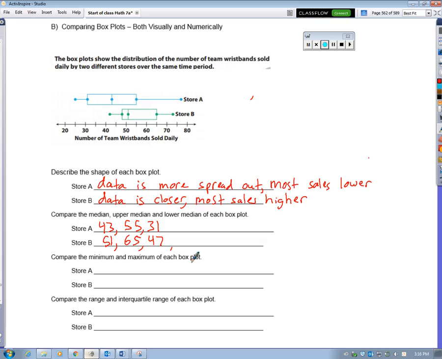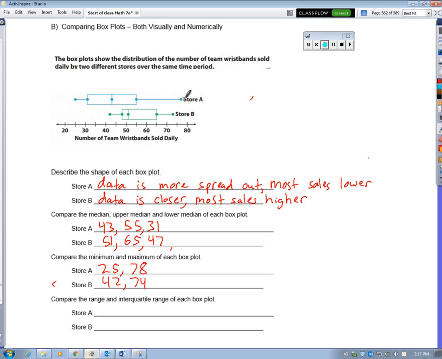Alright, so what if we compare the minimum and the maximum of each box plot? So for store A, we have a minimum of 25, a maximum of, looks like about 78. So 25 and 78. Alright, and then for store B, we got 42 and 74. Okay, so looking at that, store A definitely has a higher maximum and also a lower minimum compared to what store B has. So there's some comparisons. The last thing we're going to take a look at is comparing the range, which is the biggest minus the smallest.